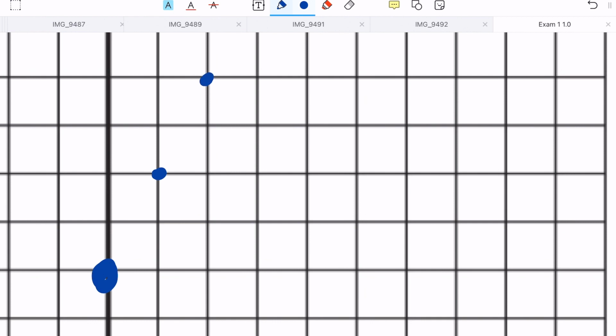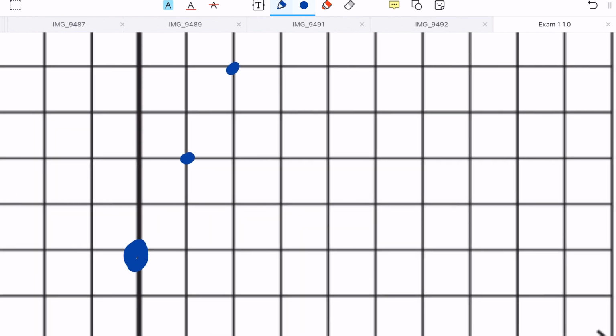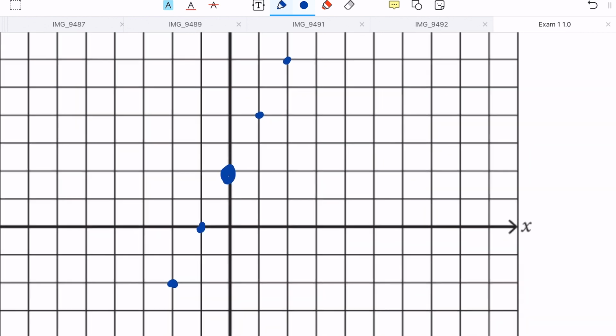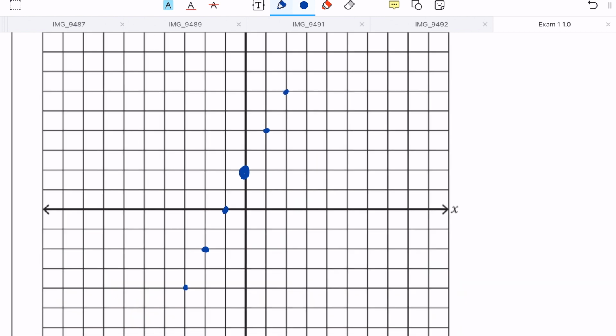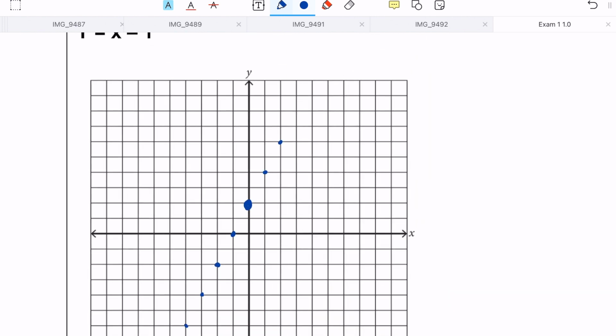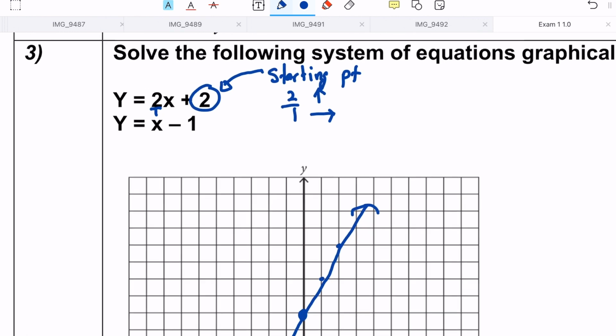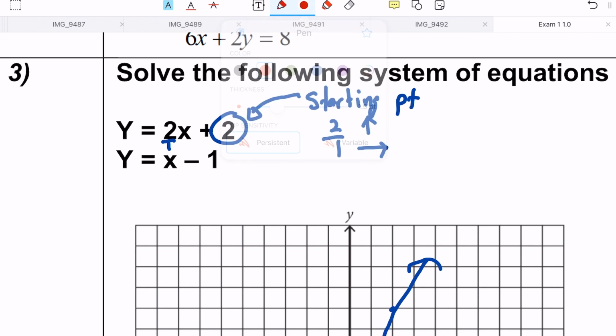Up 2 to the right 1. I can also go down 2 to the left 1. And then once I have my line, with a couple of points, I can just draw my line. I don't have a ruler. So we just graphed that one.